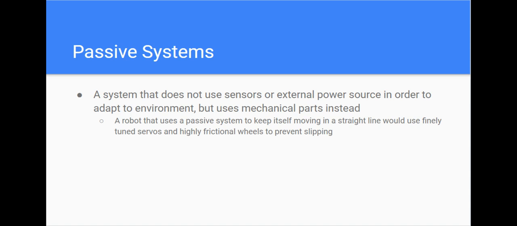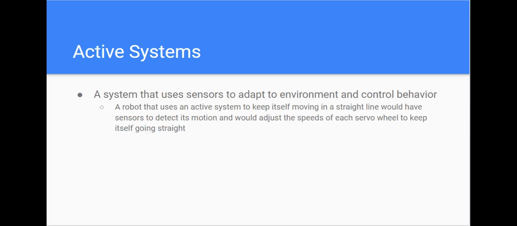If we were to build a robot that used a passive control system to keep itself moving in a straight line, we would make sure the servos were finely tuned to move at the same speed. We would make sure the wheels had large coefficients of friction so that they would not slip during motion and a straight path could be achieved.